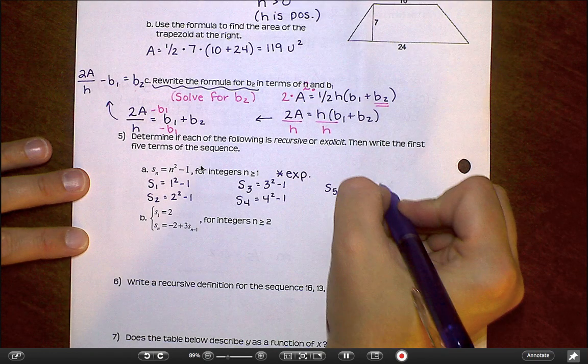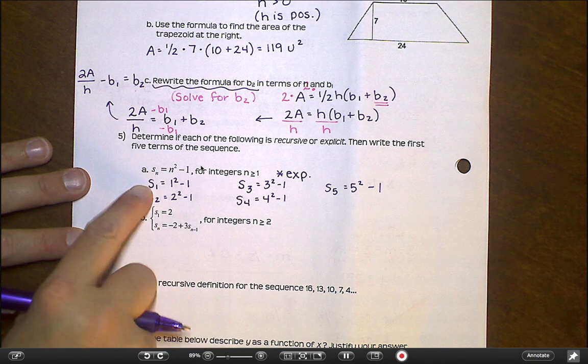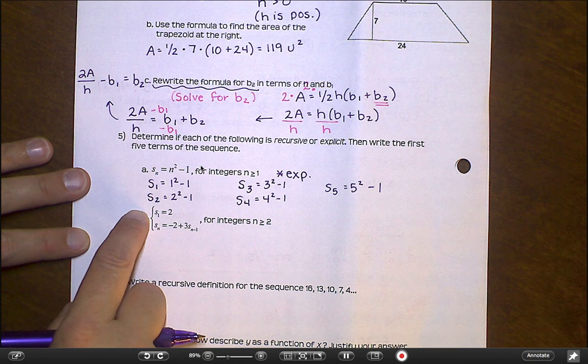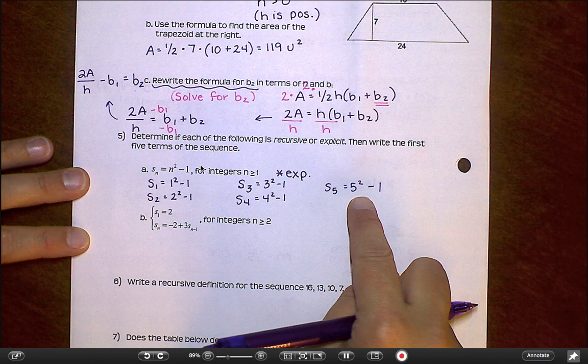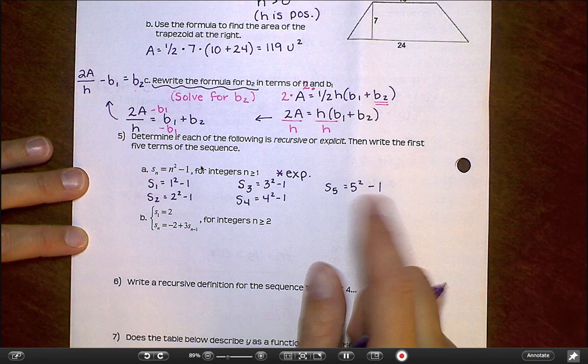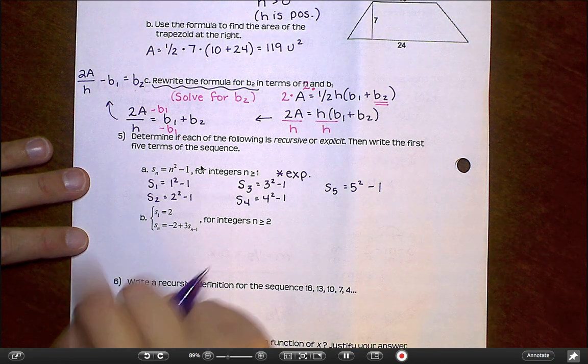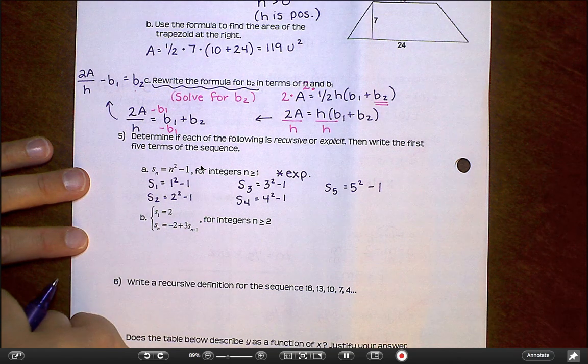Notice I did not need the answer for S1 to be able to do S2. Okay, and if I had wanted to jump straight to S5, I could have. That's what an explicit formula does. Okay, it doesn't really care about the answer that you got for the previous term.